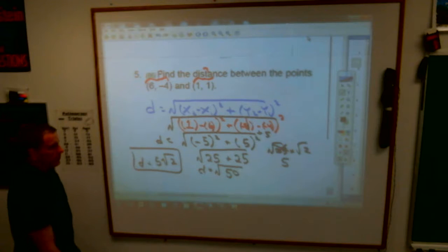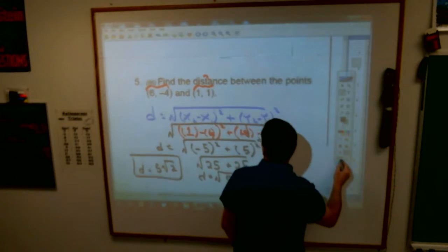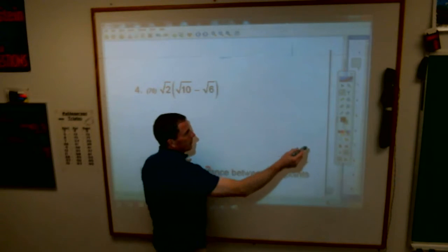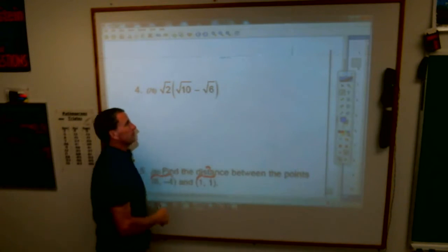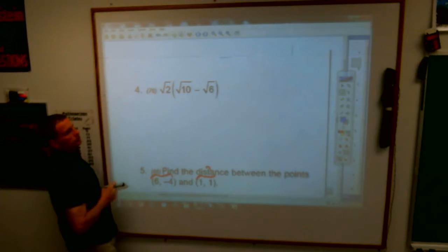Wilma, can you do 4? I don't want to. Is it hard? No. Did you do the distributive property? Would you have to do the distributive property?